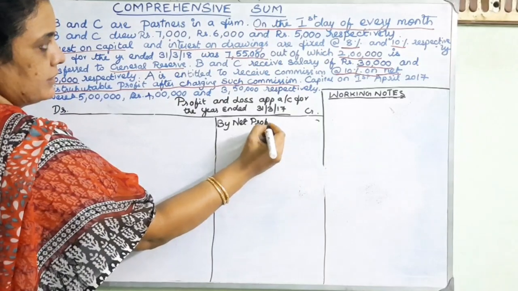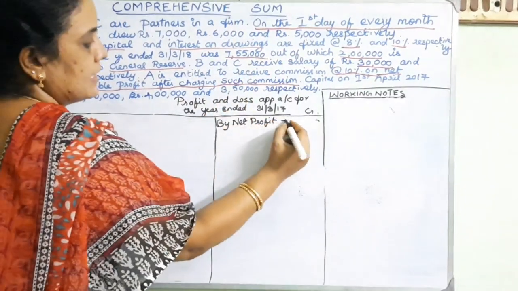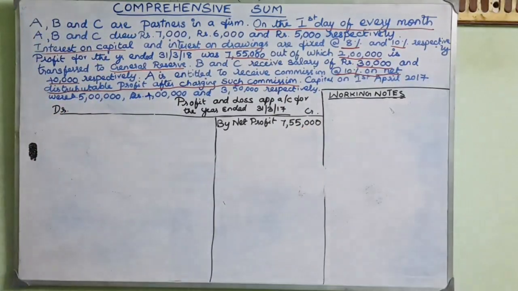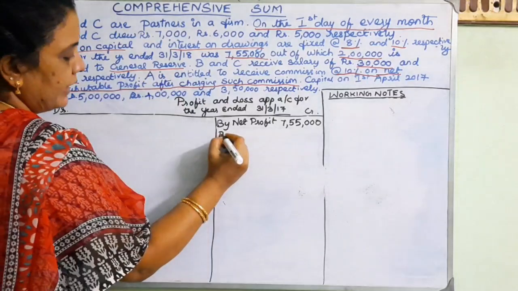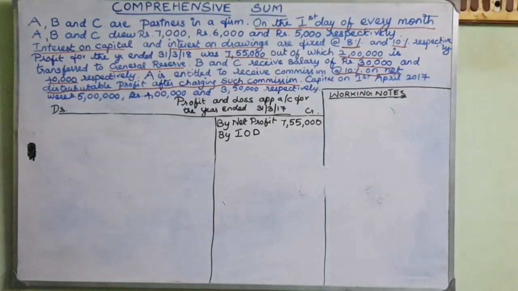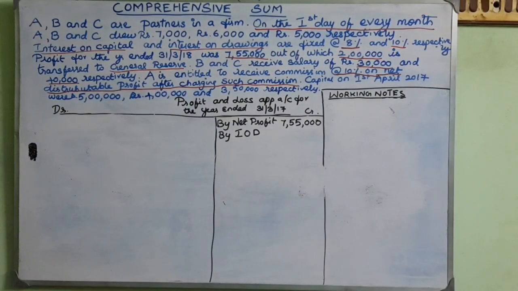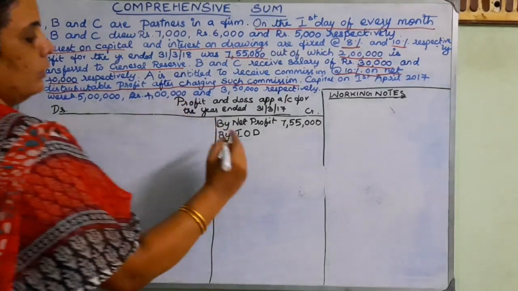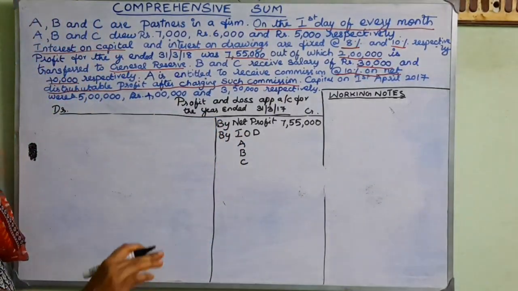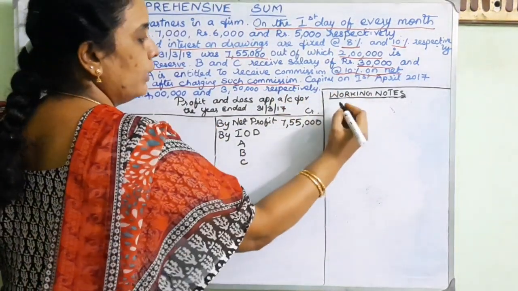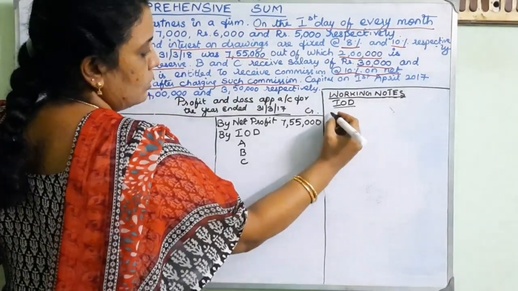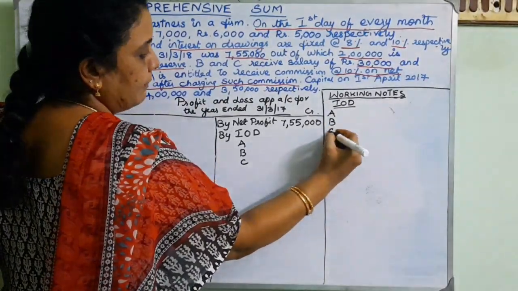What is the net profit? Net profit given in the sum is 7,55,000. Then we have to calculate interest on drawings. Children, I am writing it shortly because of the space constraint, that is interest on drawing, IOD. So we have to calculate for A, B and C. Working notes are very important in accountancy, while you are doing it in your exam or in your classwork also. So interest on drawing for A, B and C.